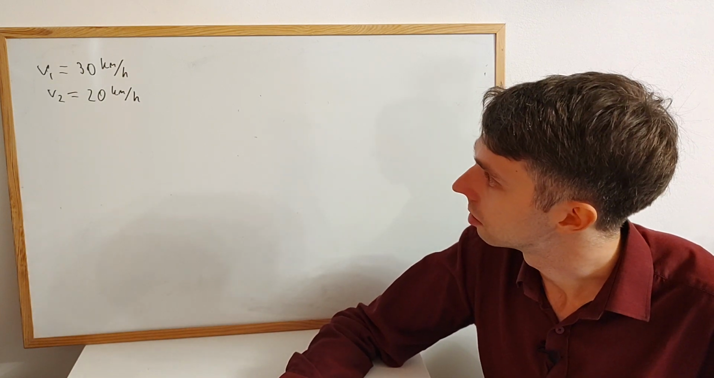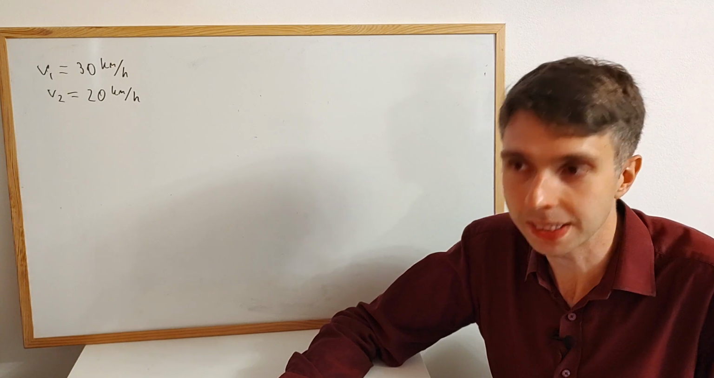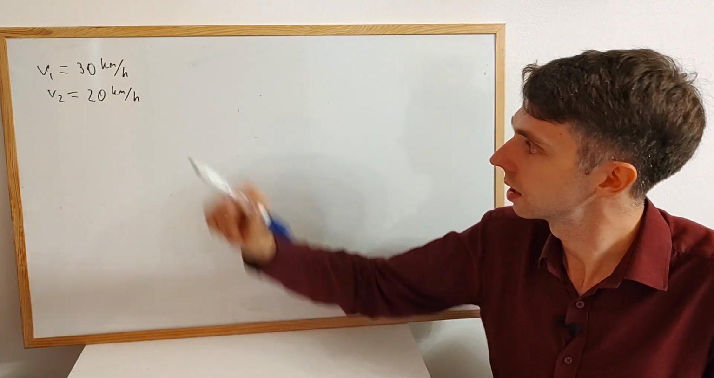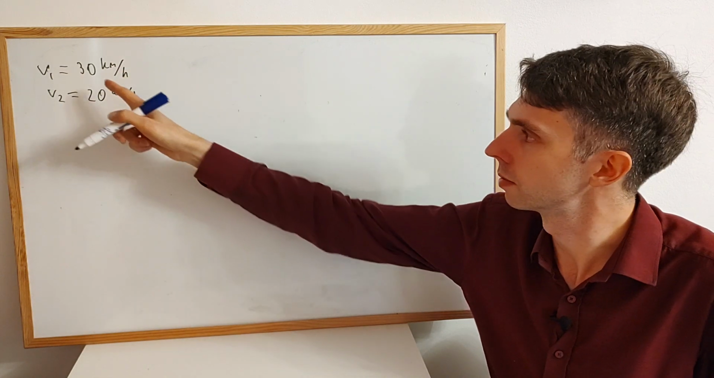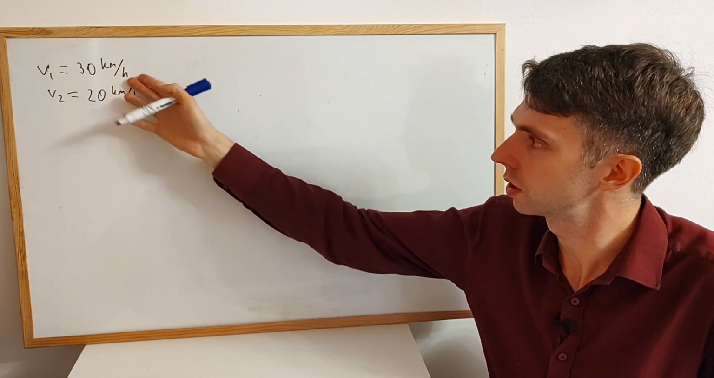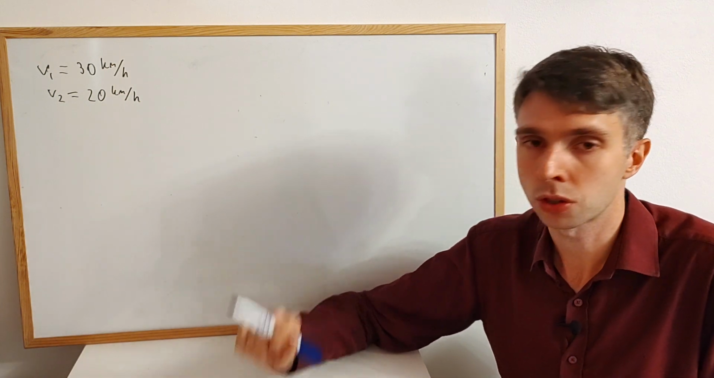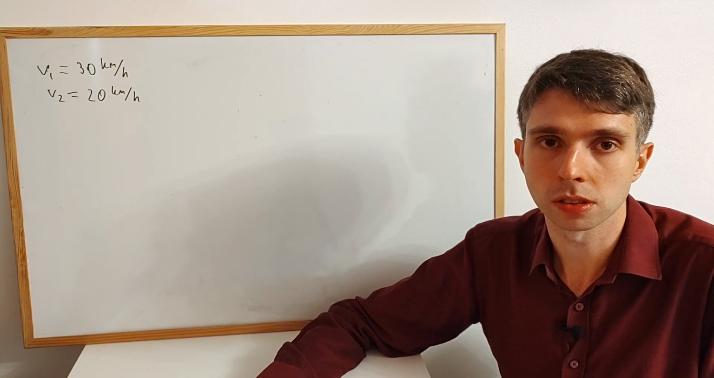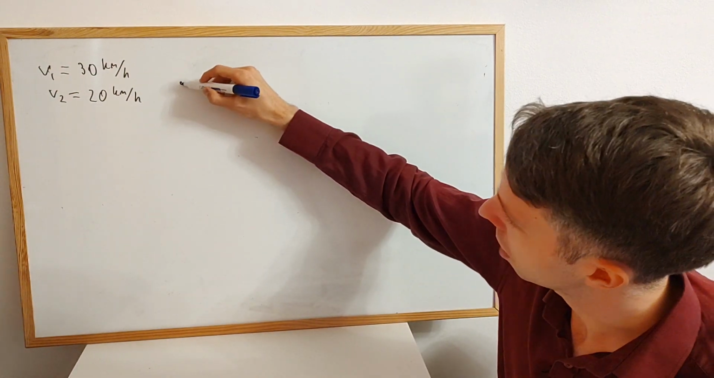So the automatic answer would be that it's 25, just the arithmetic mean, 25 is just in the middle between 30 and 20. But I will show you why this is not a true answer. Okay, so let's draw it.